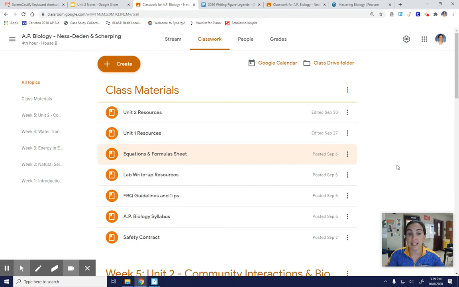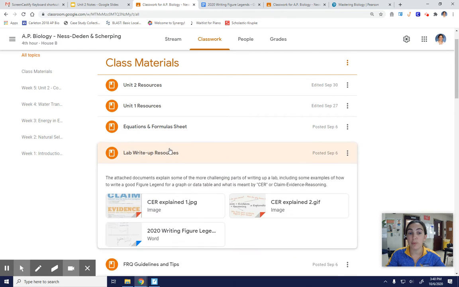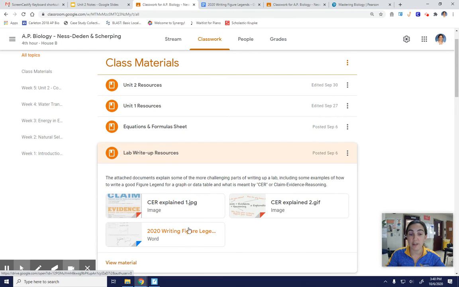The ones I wanted to highlight today, though, are a couple of things. After grading the photosynthesis labs this past week, I wanted to point out a few resources that are in here to help you with labs particularly. So there's a topic here called lab write-up resources. And if you look under here, it's got a few different things.